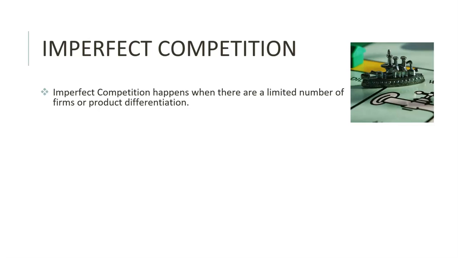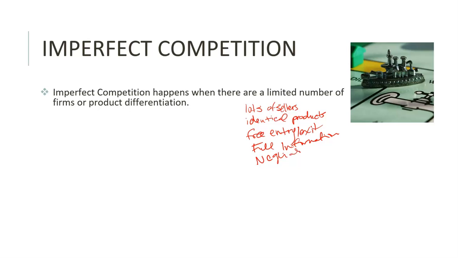So, if you remember from last week, we had many firms, lots of sellers. They're selling identical products. There's free entry and exit into the market, so there's no barriers to entry. Full information, and then negligible transaction costs. So those are in the slides from last week if you want to go look at those again.